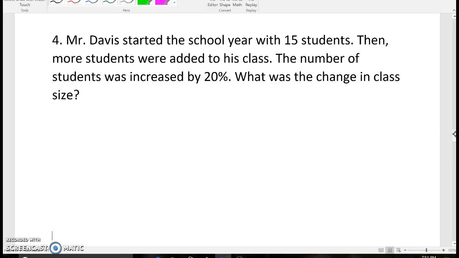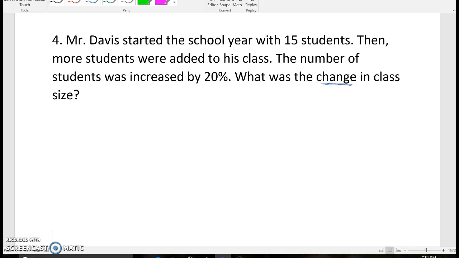All right, number 4, it says Mr. Davis started the school year with 15 students. Then more students were added to his class. The number of students was increased by 20%. What is the change?